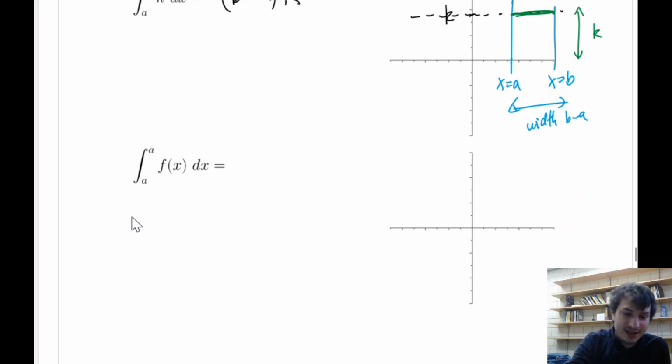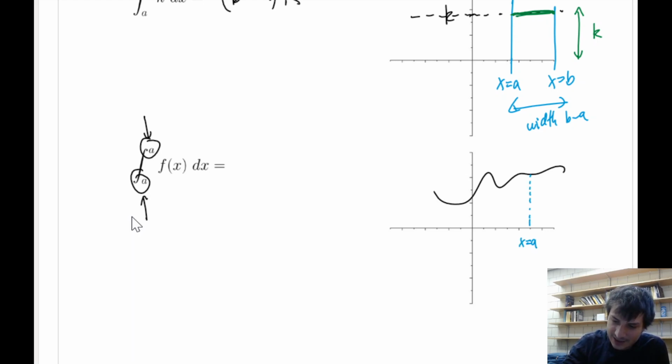Here's another fact. If you do the integral from a to a, so if the top and the bottom are both equal, what you're talking about is the area from x equals a to x equals a. And this is an area with no width. So this should definitely be 0.